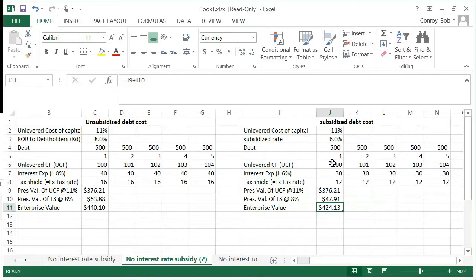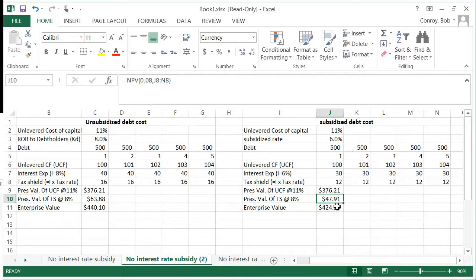And so what does that mean? Well, basically the unlevered cash flows would stay exactly the same. The interest expense now would not be 40 but 30, which is 6% times 500. And the tax shield from that would be just the interest of 30 times the tax rate of 40%, so it would be 12. So the tax shield is lower, and the present value of the unlevered cash flows is still at 11%. That's the same in each case.